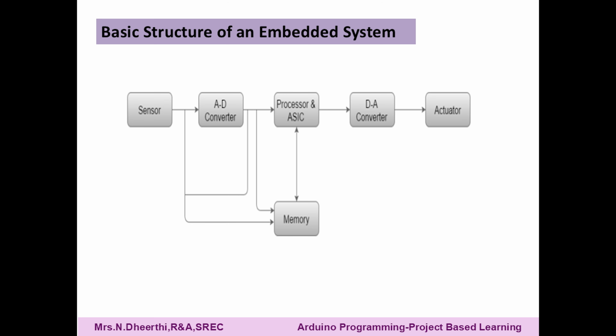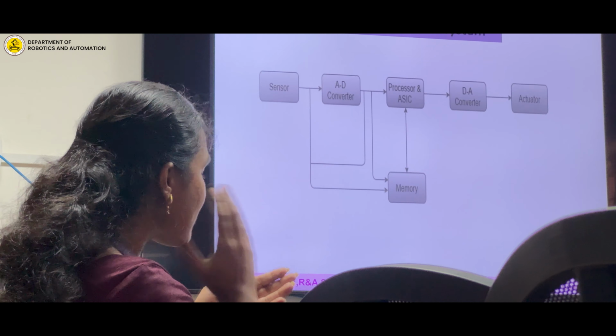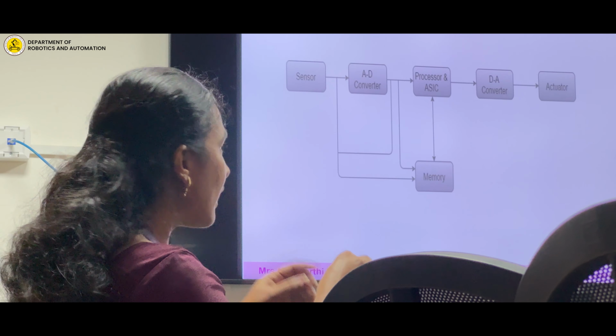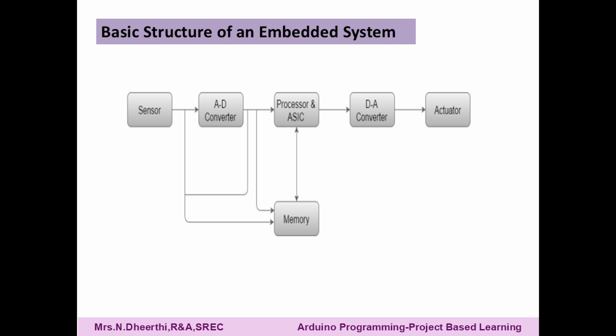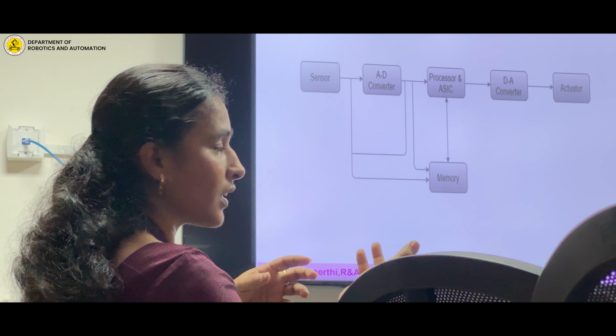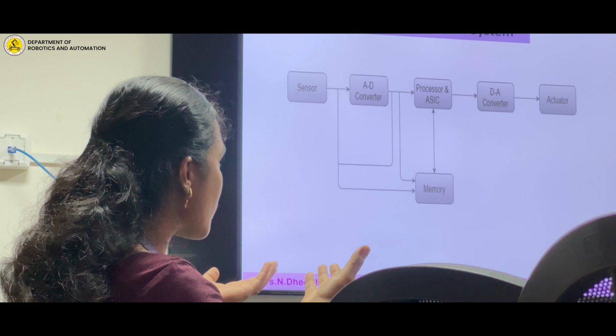This is the basic structure of an embedded system, like a block diagram. You will have a sensor and an actuator, and the main part here is the processor, or it might be a controller. The processor decides what your embedded system has to do, so we have to write the code in the processor. Before that, in an embedded system we will have various sensors and actuators, so we need to interface a sensor with a processor.